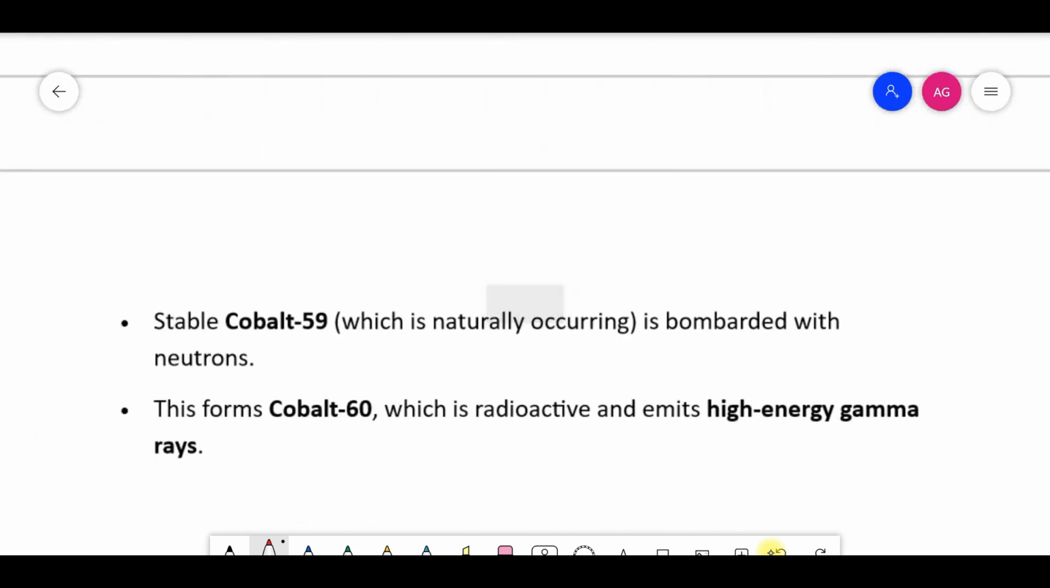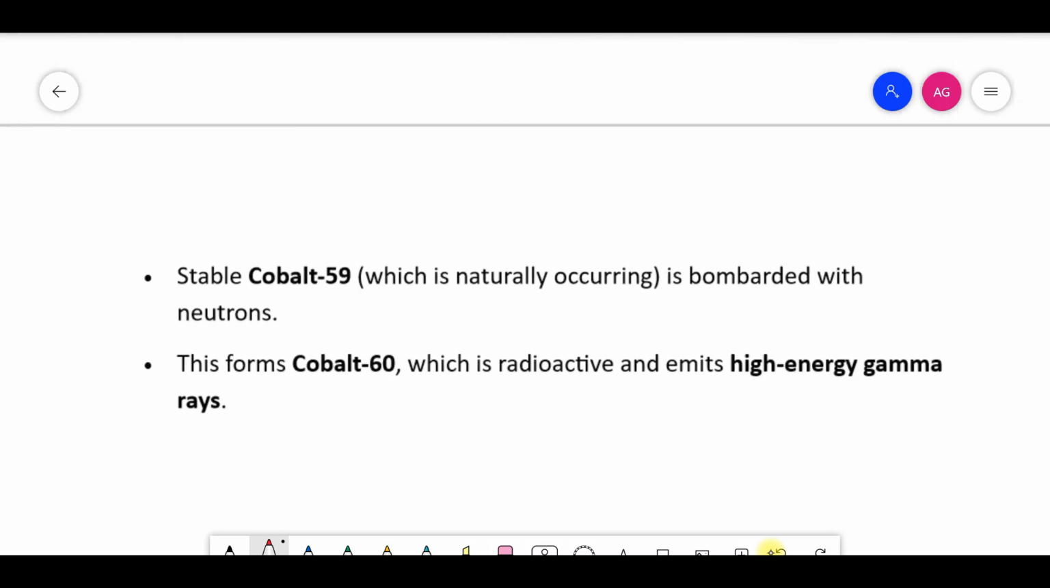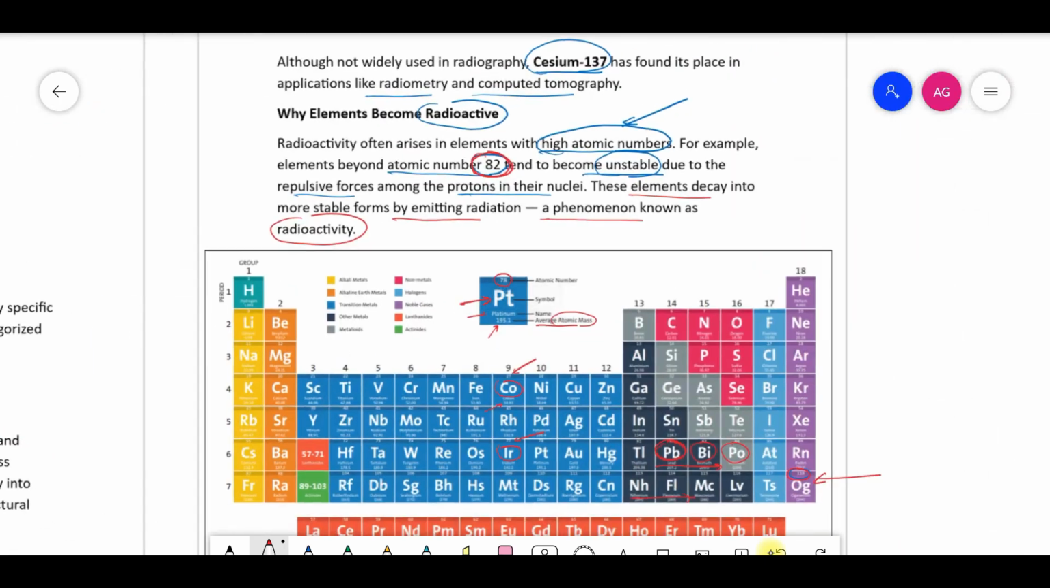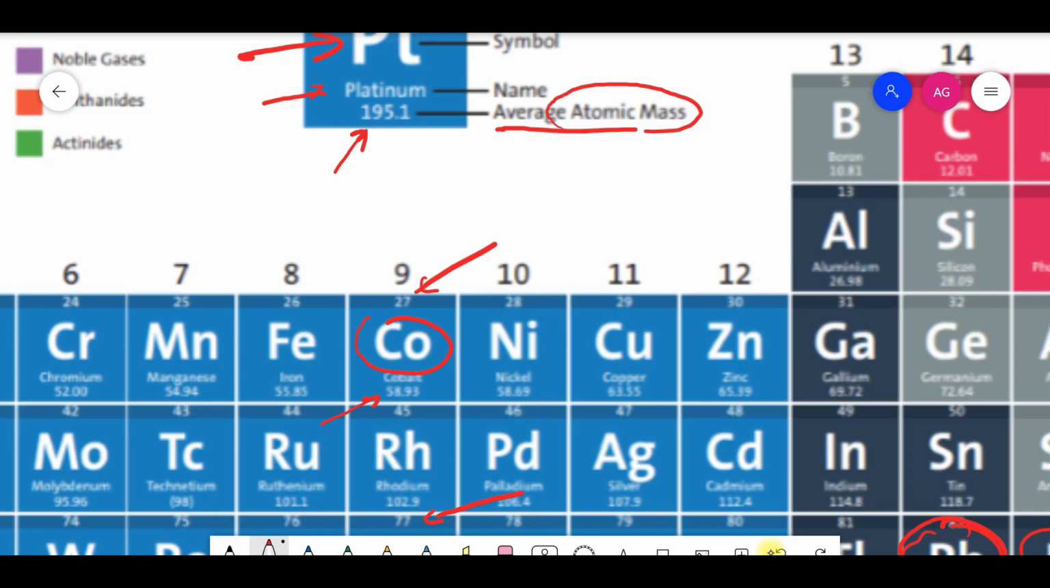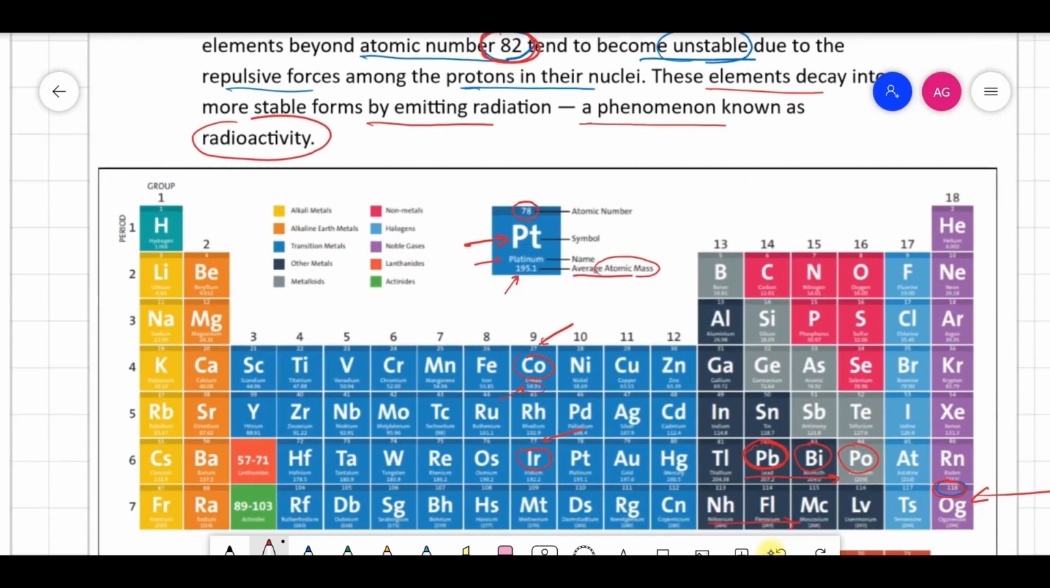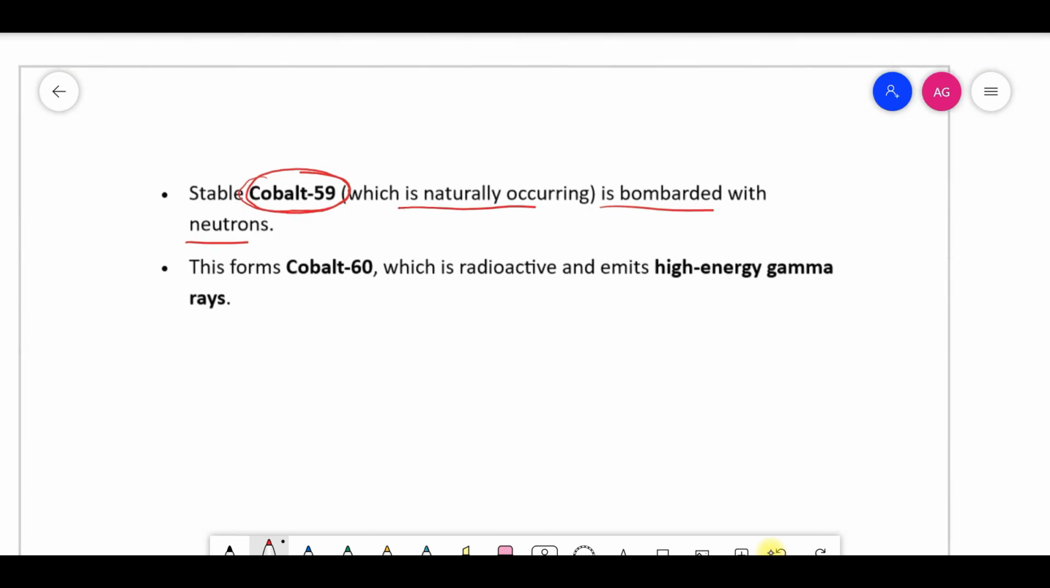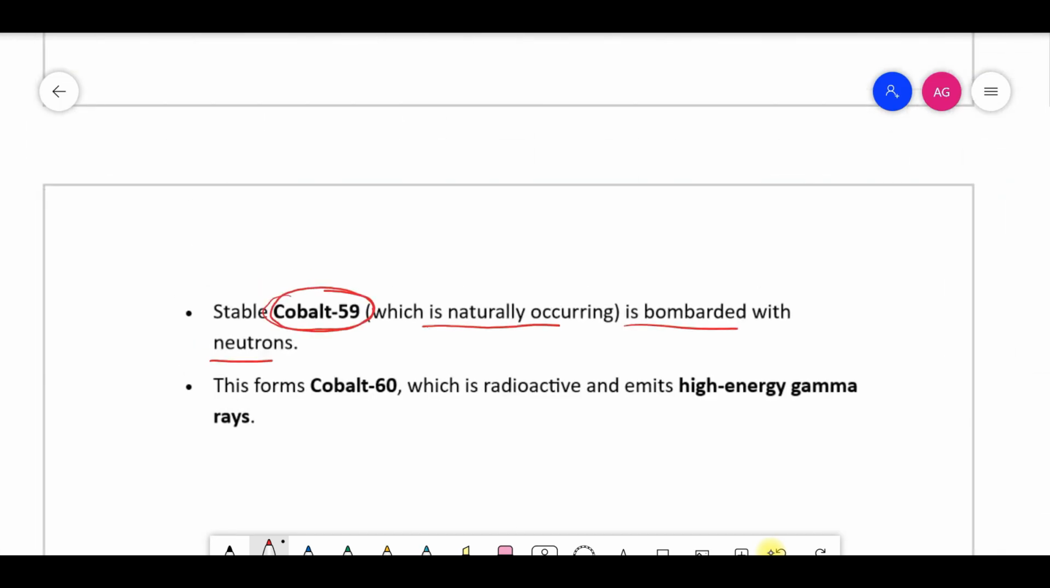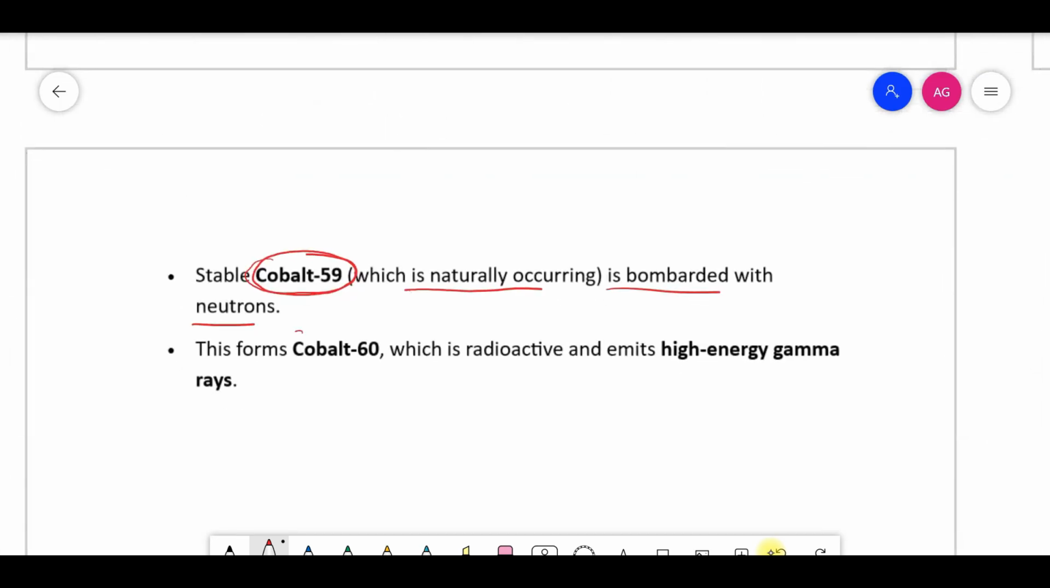So what is in cobalt-60? Actually it is not cobalt-60. The one which is in stable form is cobalt-59. Okay, it is cobalt-59, which is naturally occurring, and it is bombarded with neutrons. You will see the cobalt-59 which we saw, written as 58.93. That means cobalt-59 is naturally occurring and neutrons are bombarded in it. So if a neutron is added, later it will become cobalt-60.